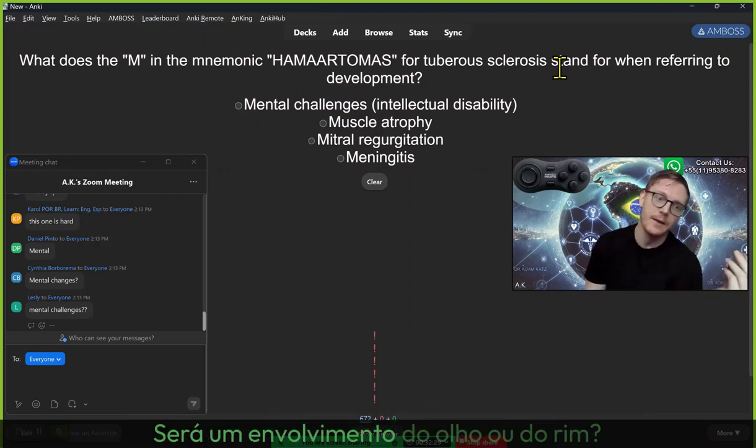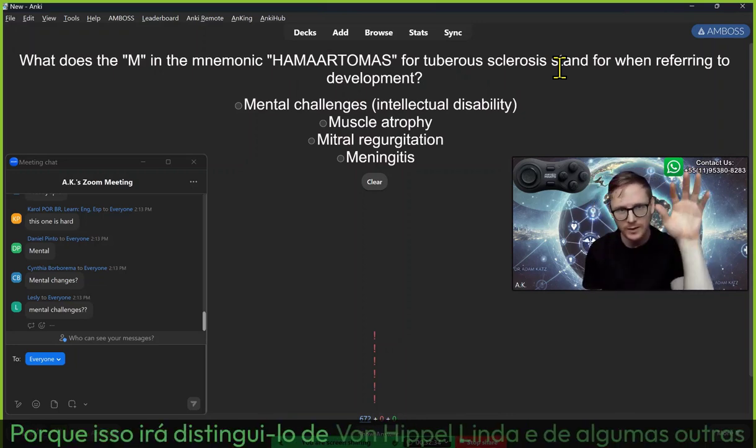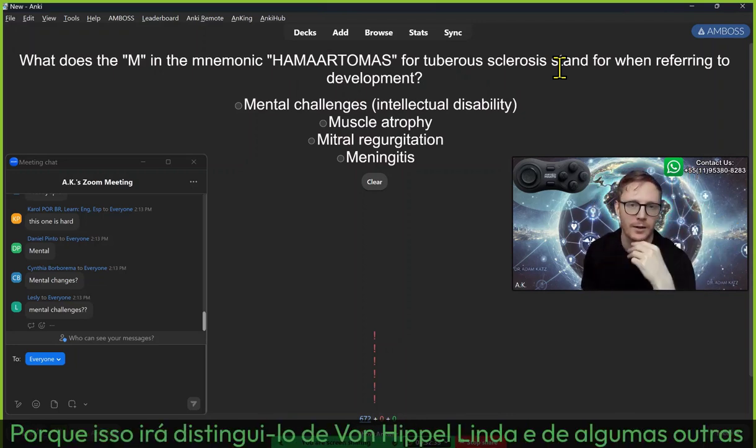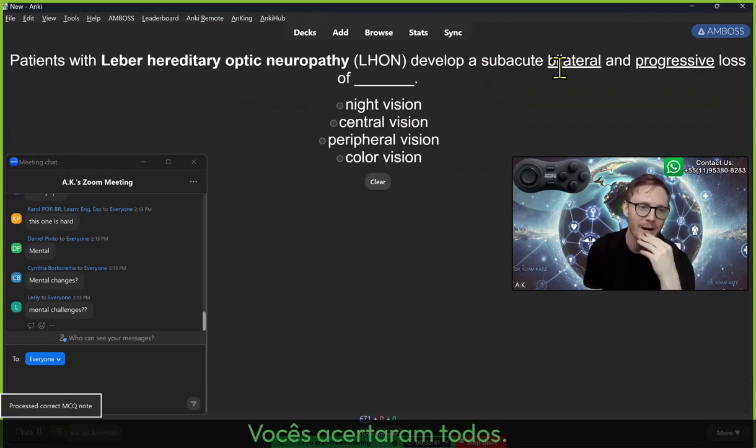Is it going to be its involvement of the eye or the kidney? What are we talking about? Because it will distinguish it from von Hippel-Lindau and some of the other things that are really similar to it. But the answer is A. Yeah, exactly. You guys all got it right.